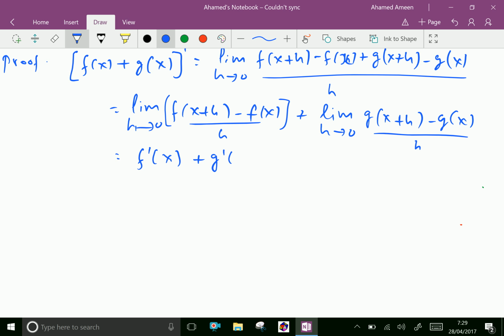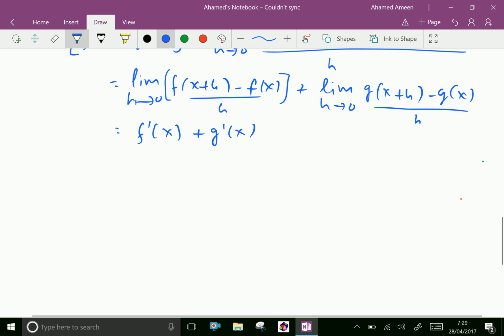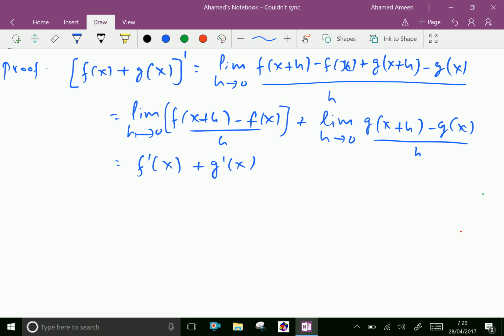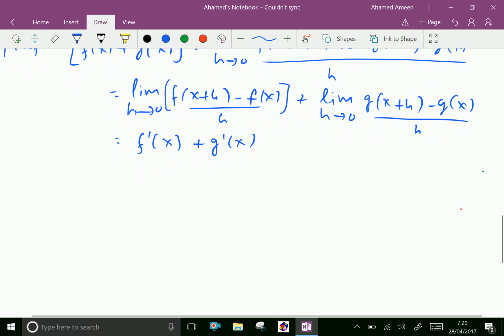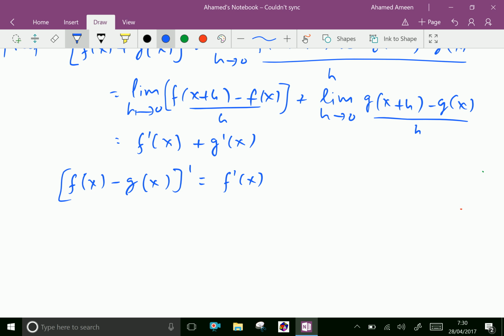g dash of x. Therefore we can say differentiation of sum of two functions is differentiation of first function plus differentiation of the second function. Similarly, f of x minus g of x whole dash is equal, we can prove, f dash of x minus g dash of x.